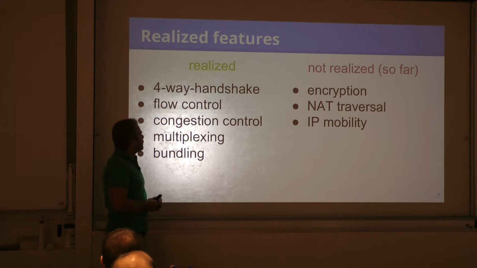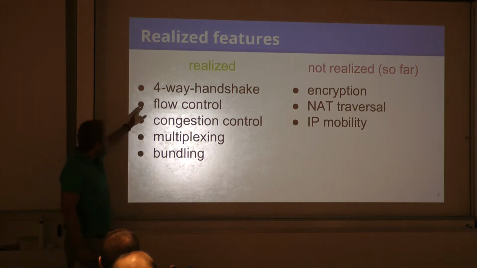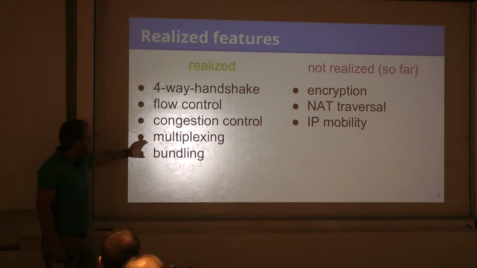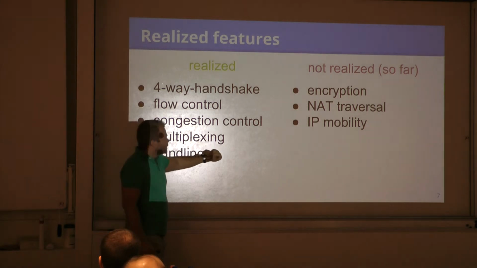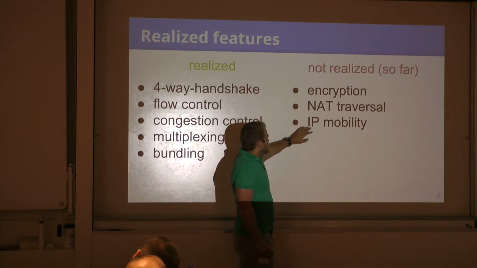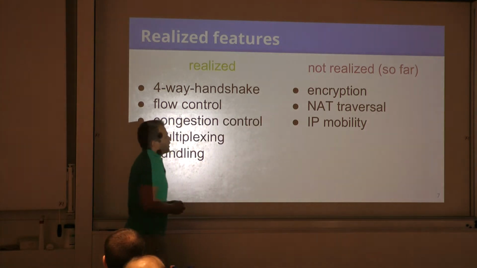So the features we realized are the four-way handshake, the flow control, the congestion control, multiplexing, and bundling. And some features we have not realized yet, for example, encryption, NAT traversal, and IP mobility, because they were not in our focus.